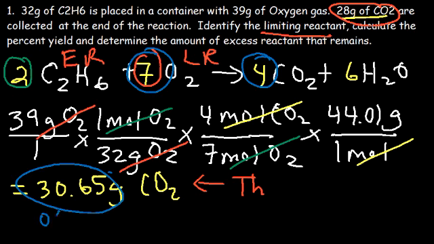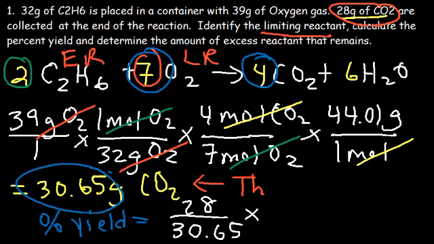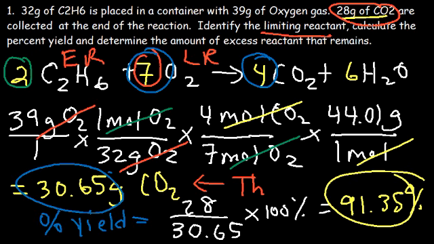Now, in order to find the percent yield, we need to divide the actual yield, which is 28 grams, over the theoretical yield, which is 30.65, and we're going to multiply that by 100%. So you should get 91.35%. That is the percent yield of this reaction. This is pretty good. So now, how can we find the percent error now that we have the percent yield? What equation can we use to get that answer? So let's make some space.